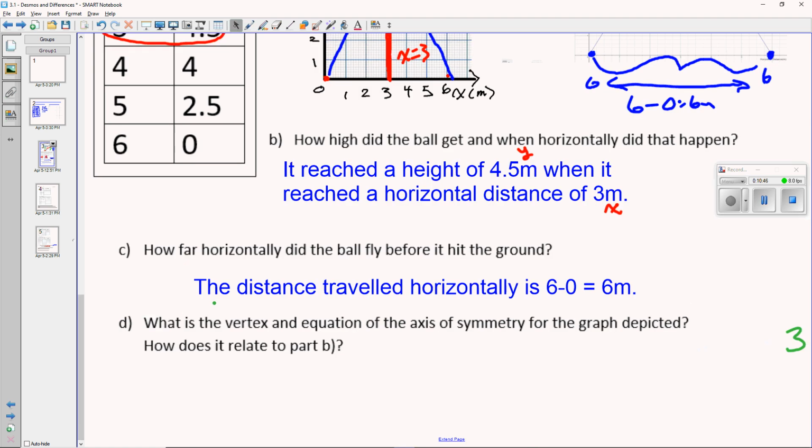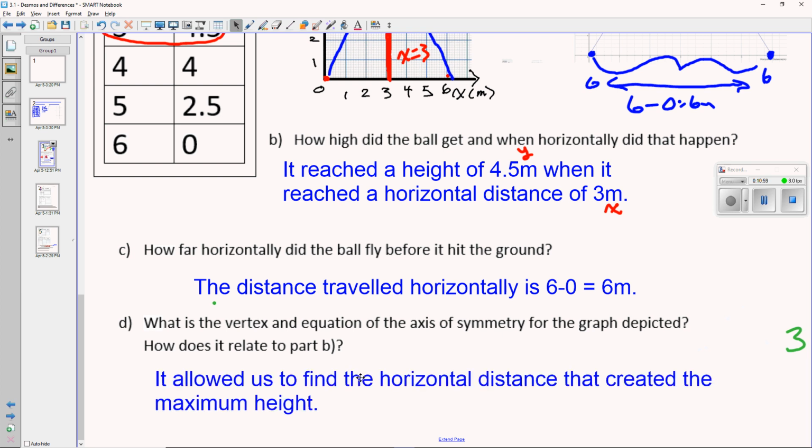Now, notice, I never said that you couldn't just use the table of values to find it, but I also showed you how to use the graph. So I'm expecting you to try to use the graph when you're doing these problems. So basically you get 3 and 4.5, and you'll notice that we just read from our graph that the axis of symmetry was 3. Now, how does it relate to part B? The axis of symmetry allowed us to find the horizontal distance where our maximum height occurred.